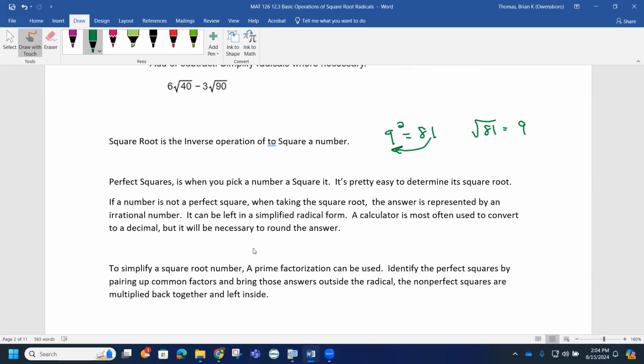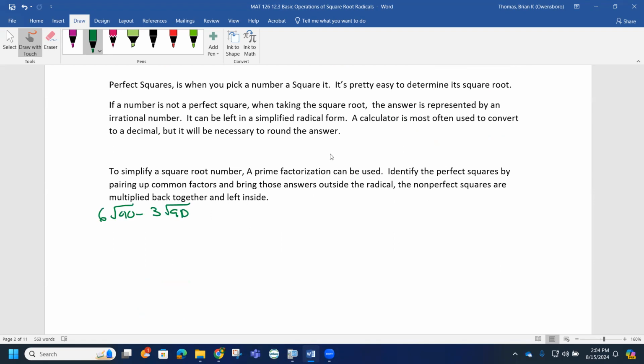So in our problem, we have 6 square root of 40 minus 3 square root of 90. One way of doing this problem is doing a prime factorization of what's inside the radical, so the 40 and the 90. Remember, 2, 3, 5, 7, 11, and sometimes 13 are your prime numbers.